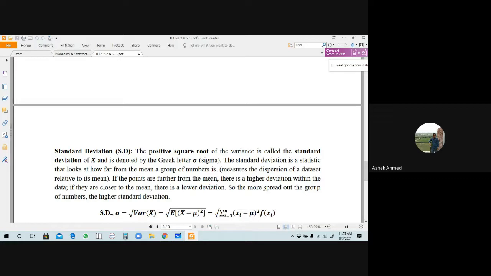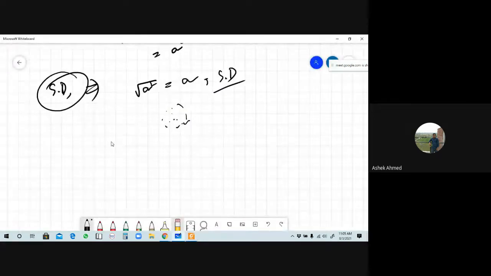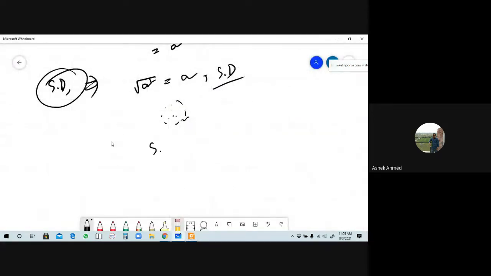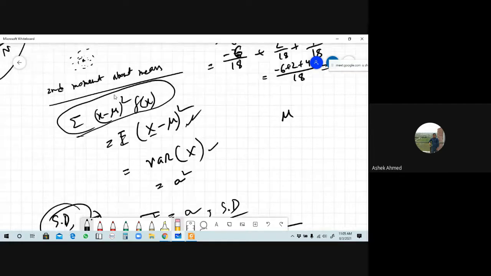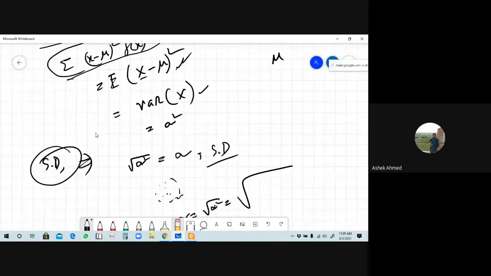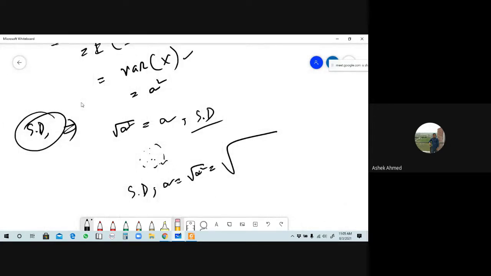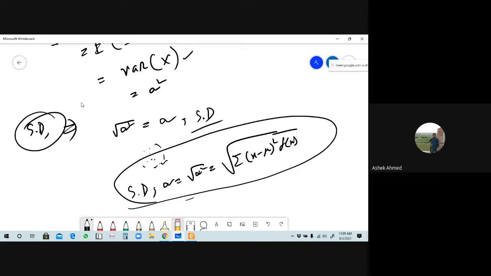So the more spread out the group of numbers, the higher the standard deviation, which is denoted by SD. SD means sigma, and sigma means root over sigma square. We know that the value of sigma square was the summation of (x minus mu) whole square into f of x. So this is the value of the standard deviation.